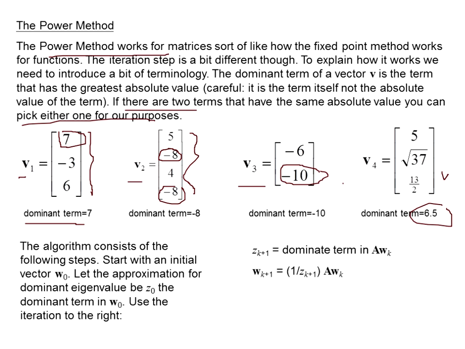So the algorithm consists of the following steps. Start with the initial vector W naught. Let the approximation for the dominant eigenvalue be Z naught, the dominant term of W naught. Then use iteration on the right side.